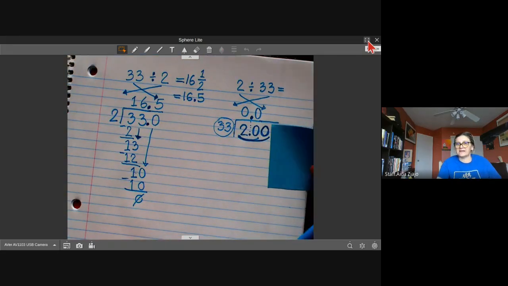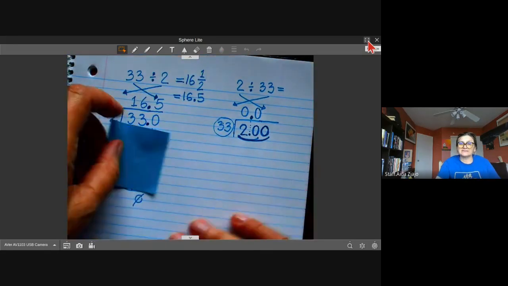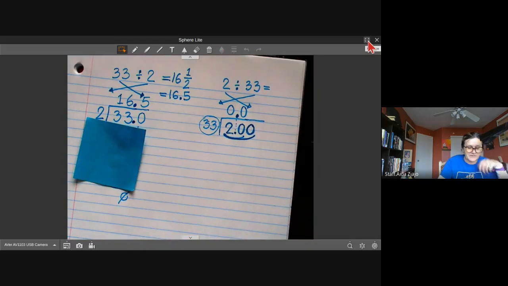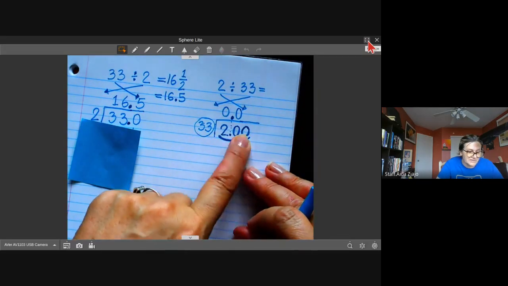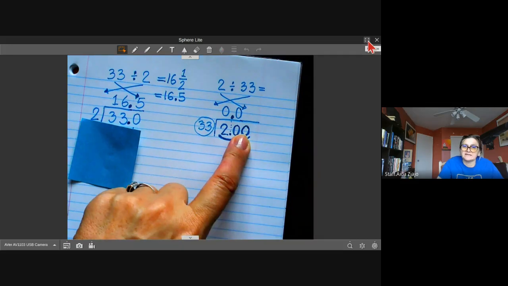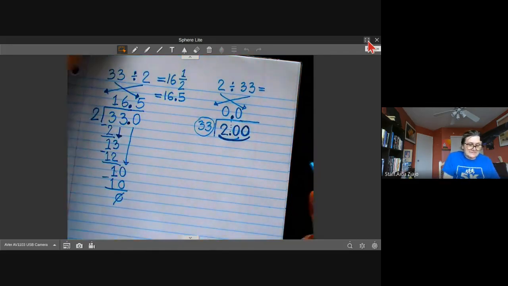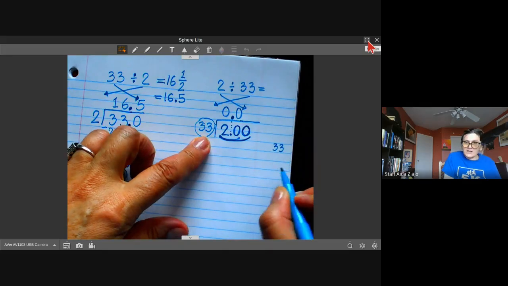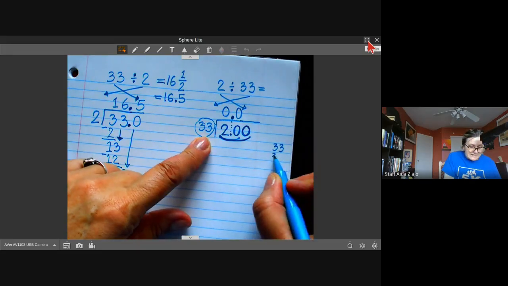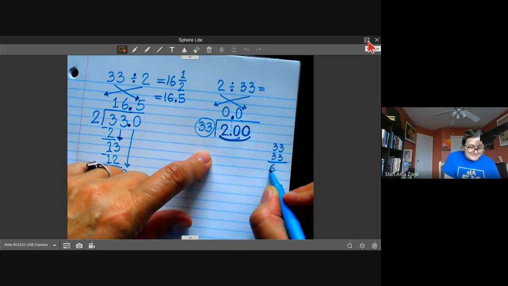Makes sense, correct? If you don't see that, it's going to be how many 33 groups are in 200. We're just going to do that on the side, okay? Because if I think about 33, that's one group, and if I add another one, that would be 66.